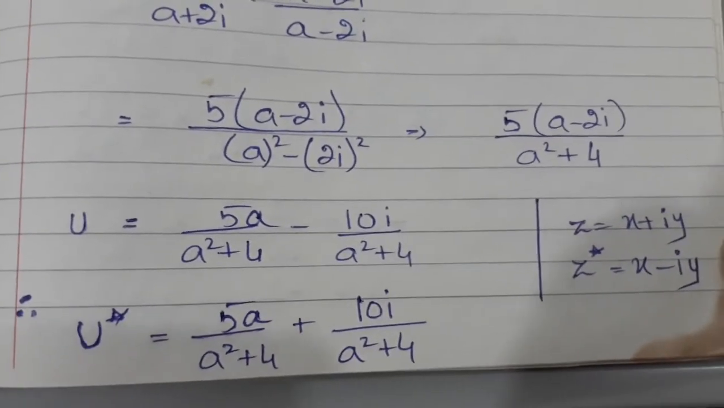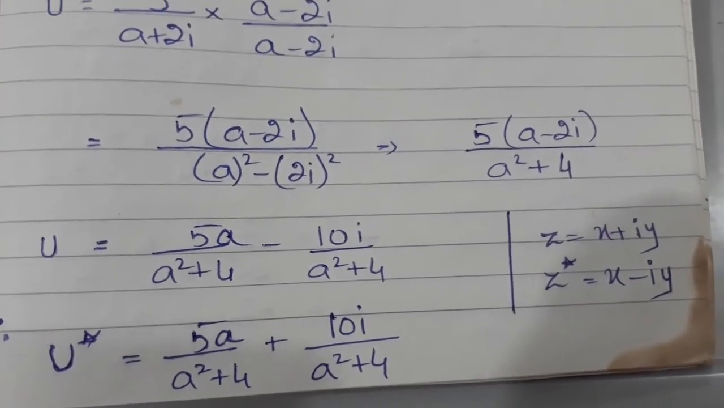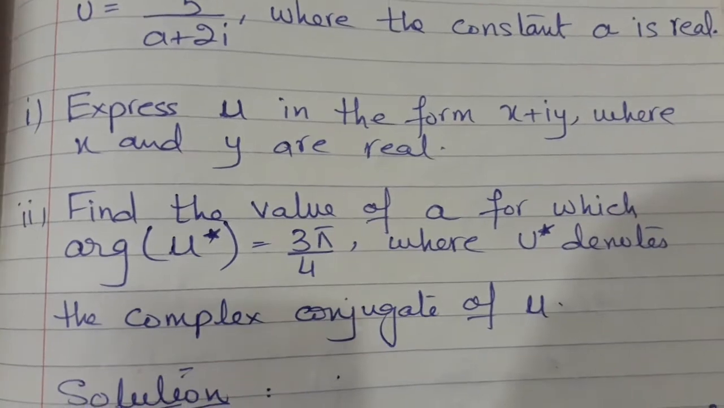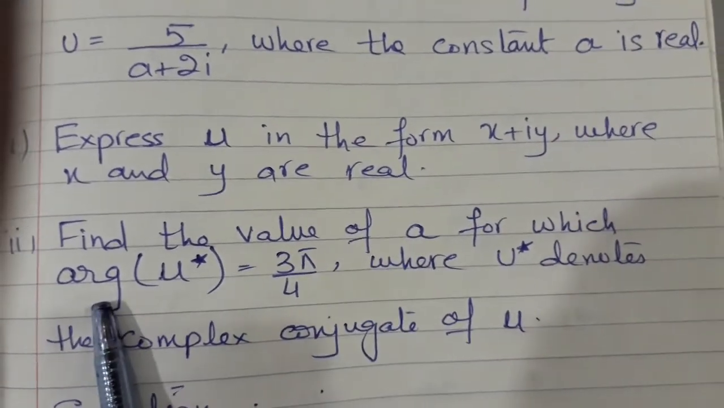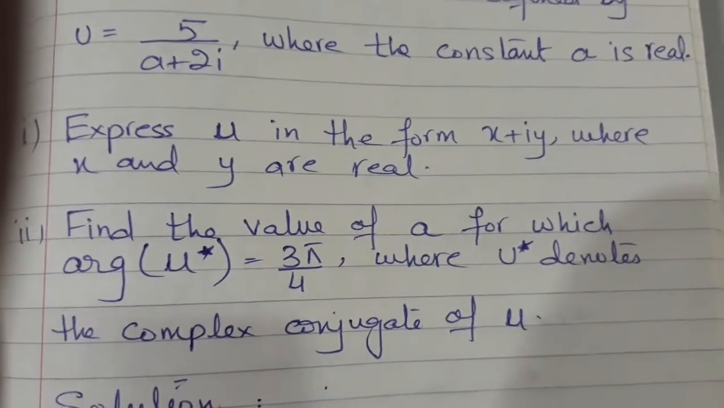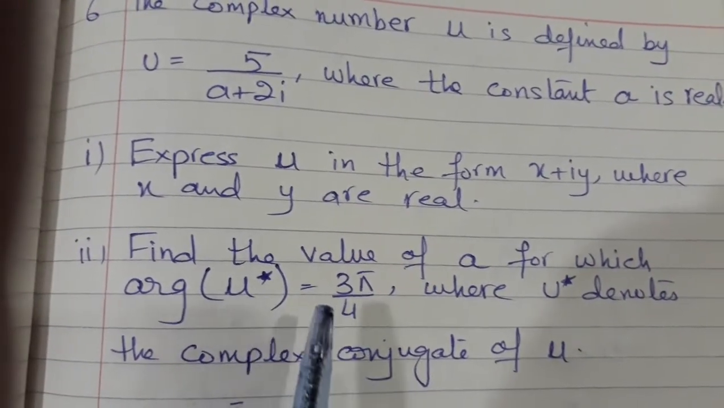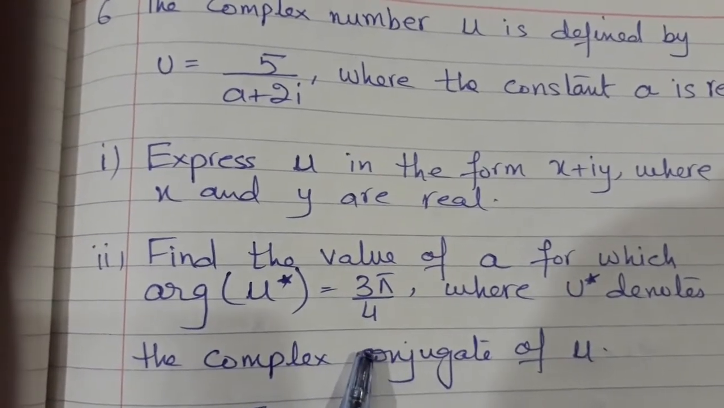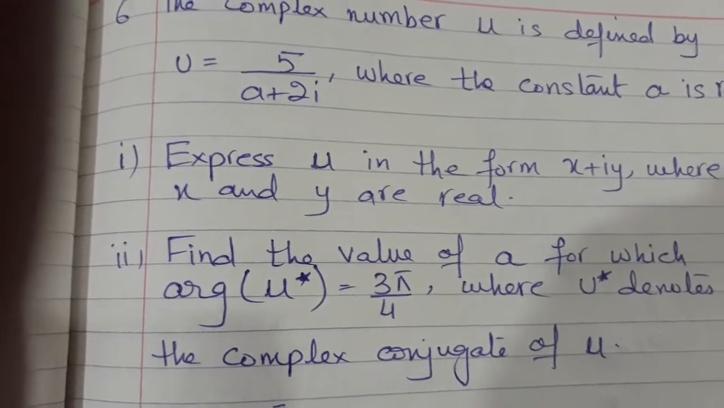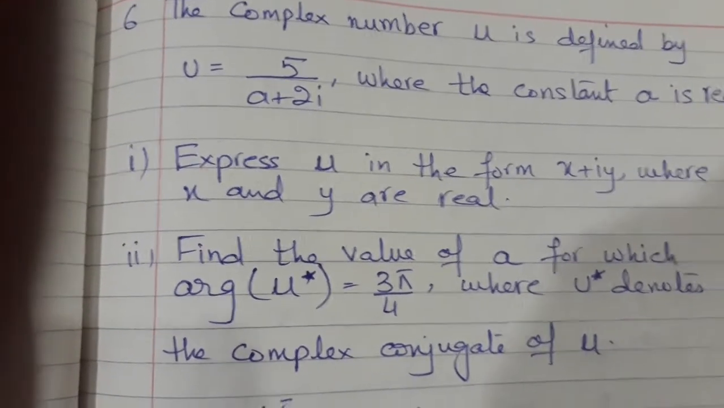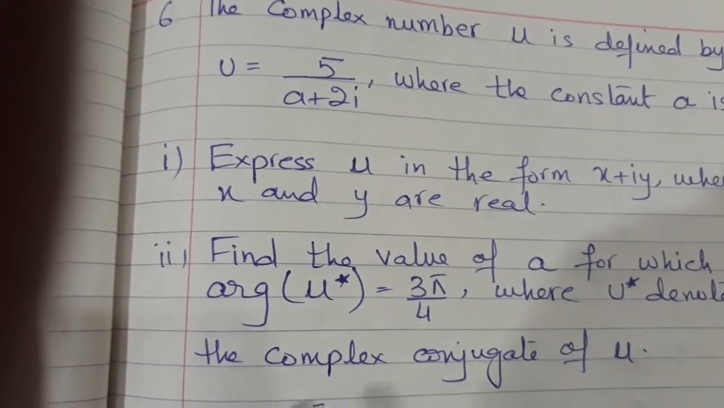So let's see the question again, what is asked in part 2, and then we will start solving it. Part 2 is asking for the value of a with this given information. The information is that the argument of u conjugate is equal to 3 pi by 4. Now 3 pi by 4, do you remember in which quadrant it will be? Yes, it is equal to 135 degrees, so it will be in the second quadrant.